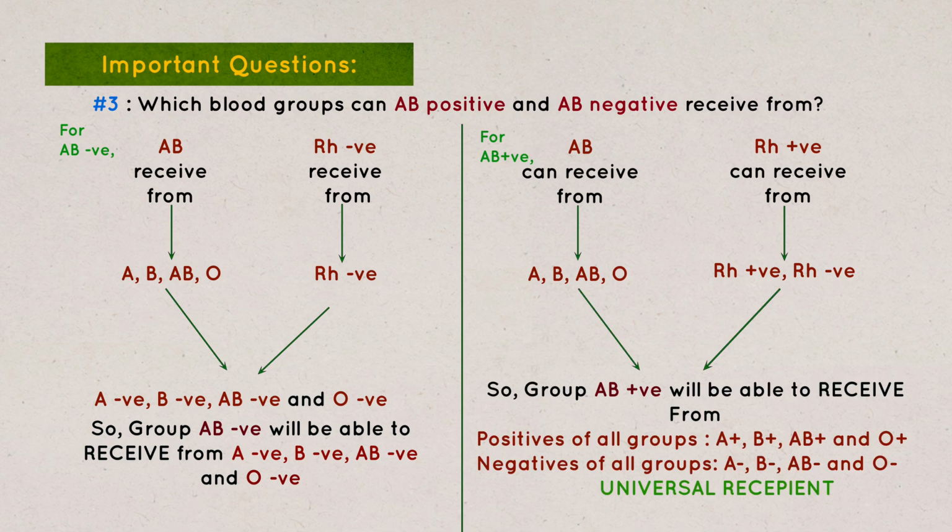Since AB positive can receive blood from Rh positives and Rh negatives of all other blood groups, it is called universal recipient blood group, whereas AB negative can receive blood from only Rh negatives of all other blood groups. That's why AB negative is not universal recipient.